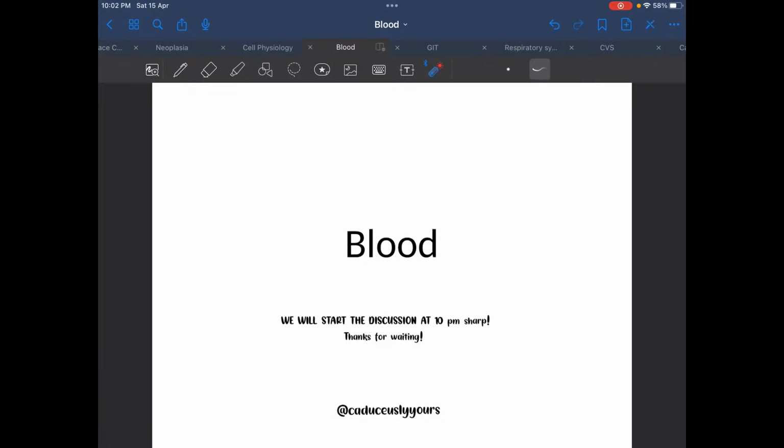So for today we have about 80 slides, and that is because when we were studying immunology, we left the complement portion. So today we will cover that as well, in the case of blood.